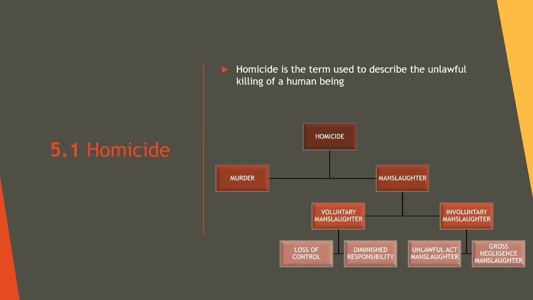Involuntary manslaughter, you have, excuse me, I've got a bit of a cold. Involuntary manslaughter, you have unlawful act manslaughter, and you have gross negligent manslaughter. So involuntary manslaughter, you're saying that a person's died, but you didn't mean to kill them. So you can see there's a difference in the mens rea.